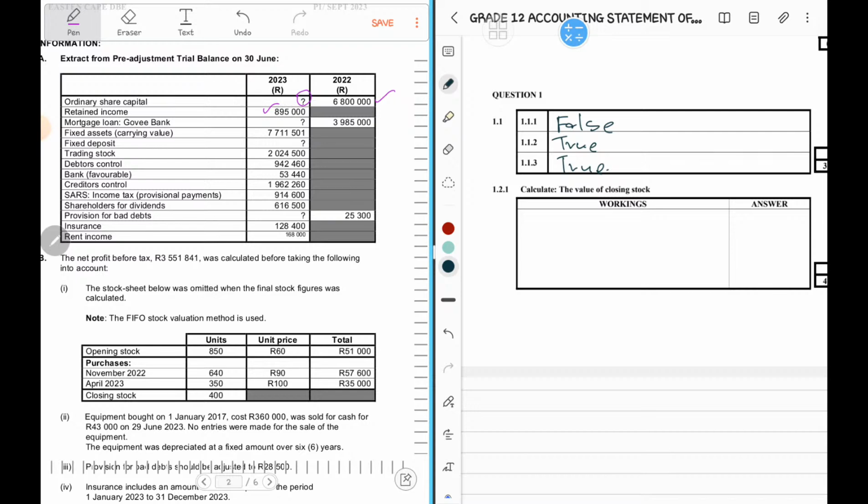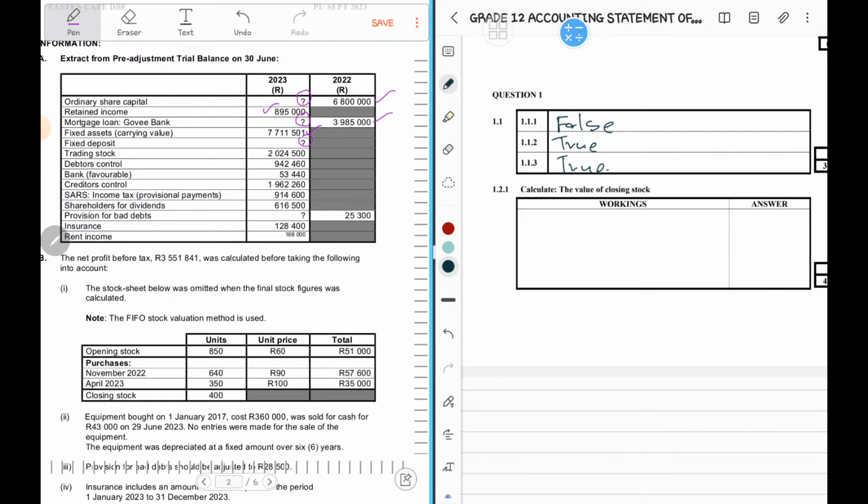Then again we have the mortgage loan from Govi Bank. The balance at the beginning of the year amounted to 3,985,000. Then the balance at the end is a balancing figure, a question mark. Then we are also being told that the fixed asset at carrying value amounts to 7,711,501. Okay, the 1 rand is very interesting. Then we are being told that the fixed deposit will be our financial assets. It's a question mark here, meaning that it is a balancing figure.